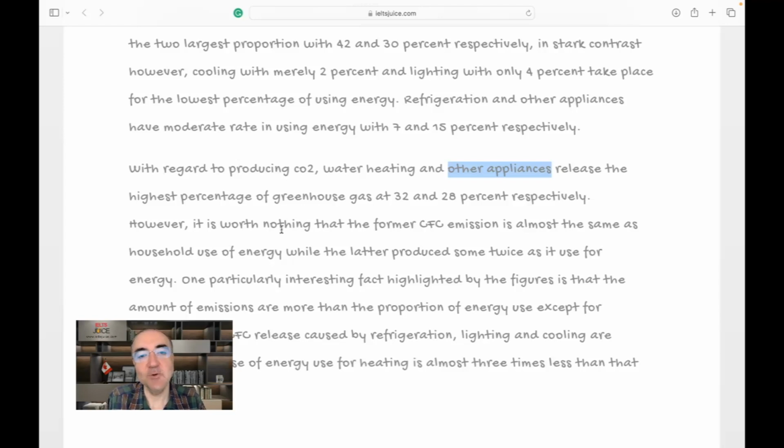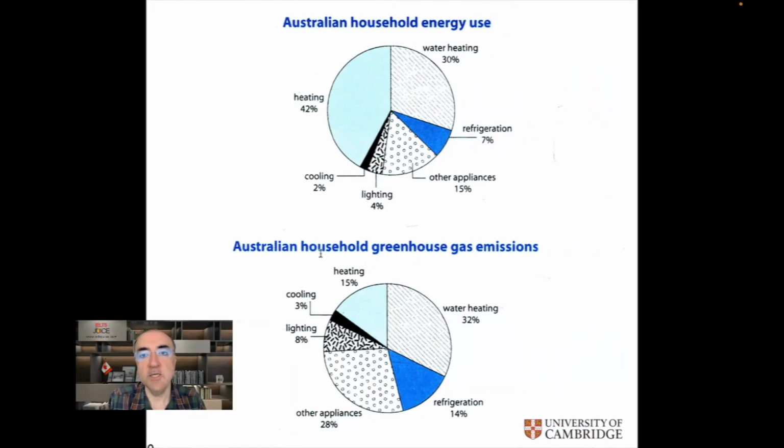I'm joking. It is worth noting, or noting, the H is extra, that the former CFC emission breaks my heart every time I read this. Is almost, I love the use of the word former. The latter. Emission is almost the same as household gas of energy. So the former here refers to water heating, and it says that water heating emission is almost the same as household use of energy. Water heating emission, 32% is almost the same.